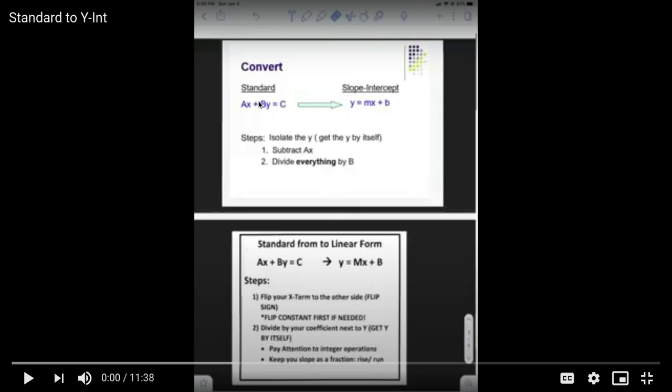So we're going to learn how to take standard form like this and change it to slope-intercept form, which is y equals mx plus b. To do that, we want to get y by itself. That's the goal. So to do that, we subtract our x term from both sides, and then we divide everything by our coefficient that is attached to y. Okay? And we're going to look at some examples of how to do that.